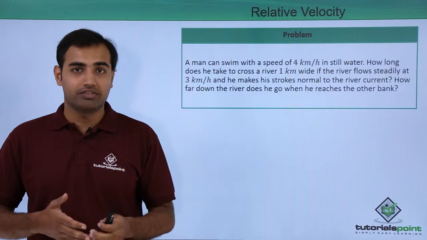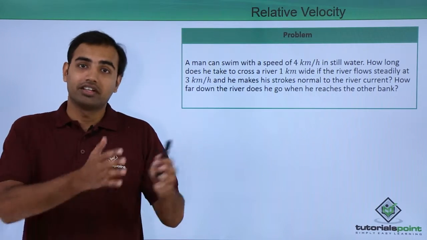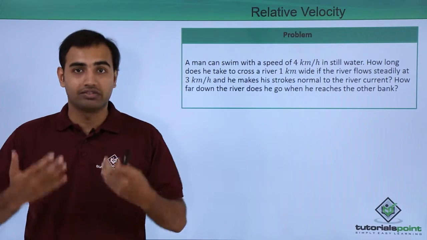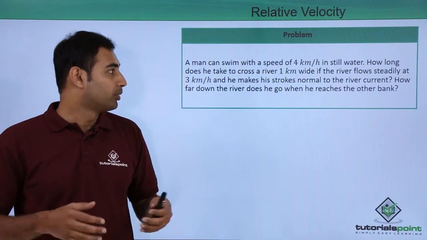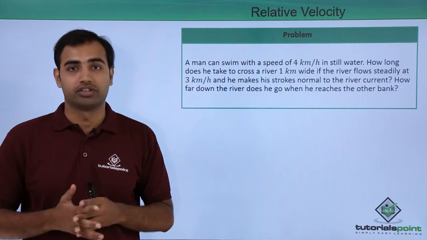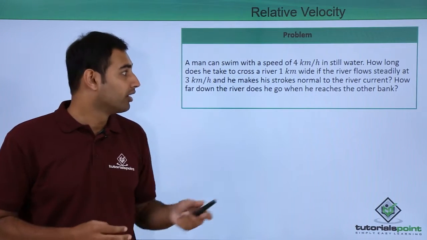So the man's velocity with respect to water is given and the river itself is flowing. So clearly when the river starts flowing, the man will continue swimming with respect to water at his velocity of 4 kilometers per hour. The problem gives us additional information that his strokes are normal to the flow of the river. So if the river flows in this direction, the man will swim in this direction.